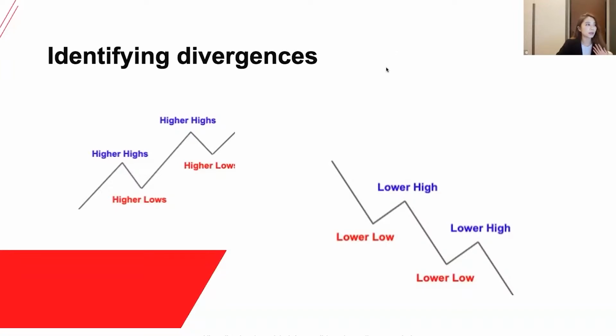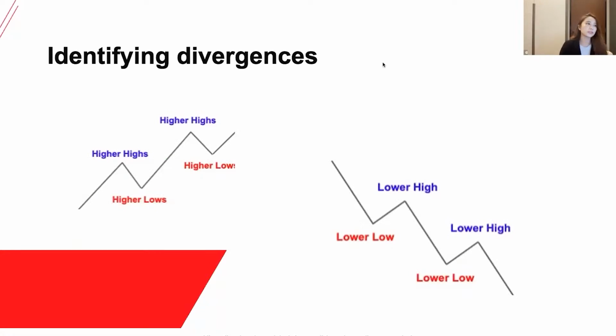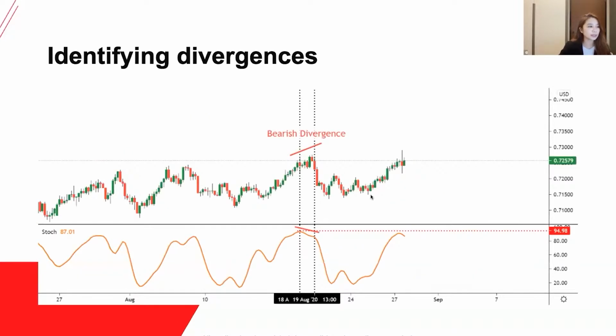Okay, so this is what we are looking at: identifying divergence. For those that are familiar with divergence, I think this slide will be much easier for you. However, for those that are not familiar with it, first of all, we have an upward trend with higher highs and higher lows, and a downward moving trend with lower highs and lower lows. So we can also see in this case how stochastic can identify divergence, right?